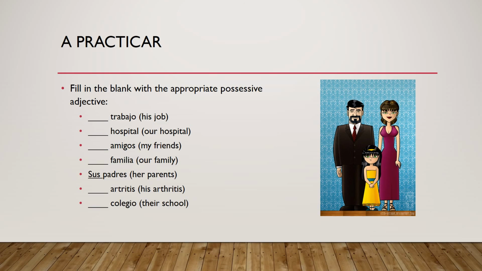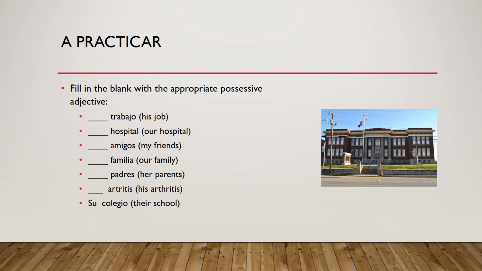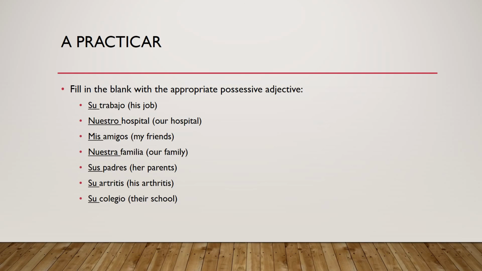How about his arthritis? Su arthritis, so it's a singular word. And the last one, their school, su colegio. Quick note about the word colegio in Spanish. It's another false cognate or falso amigo. You would think the word colegio would mean college, but in Spanish it means school. If you want to refer to a college, you would use the word universidad, which sounds like university in English. And here's all the answers listed, so you can take another look at them.